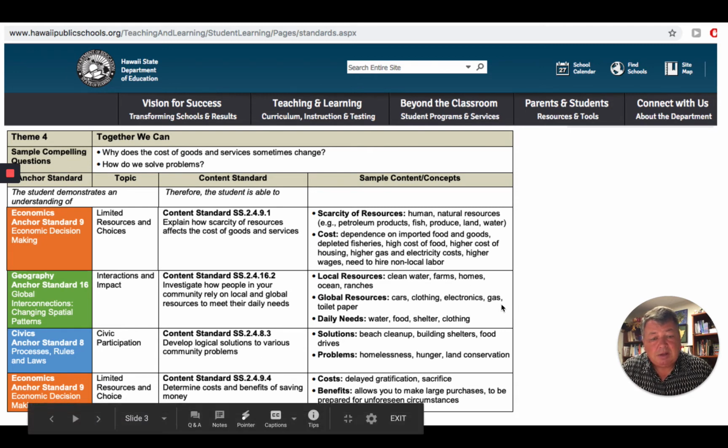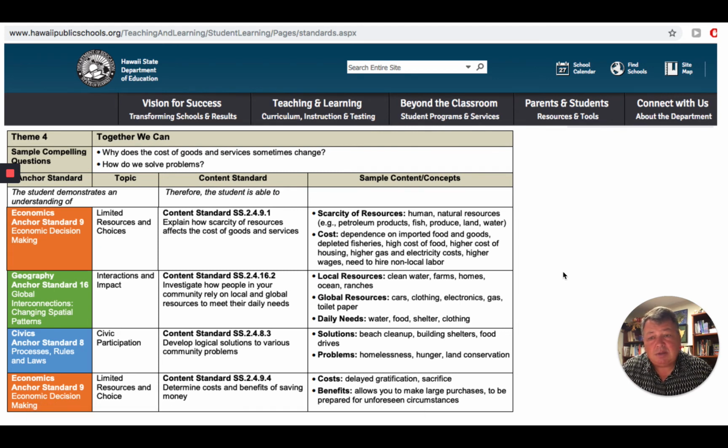theme. So I've chosen for us to look at here a second grade theme. This is theme 4, Together We Can. And I'm looking down. It looks like it has some economic decision making, some geography, some civics, and some more economic stuff on there. And as I look over this whole sheet, some things stand out. The first thing that stands out is this compelling question: how do we solve problems?